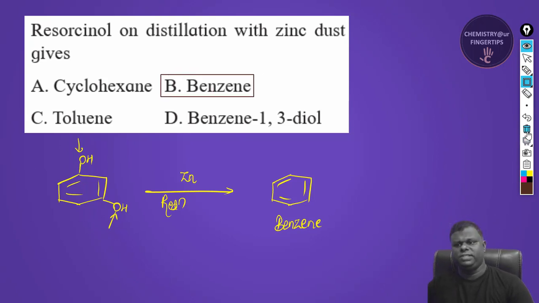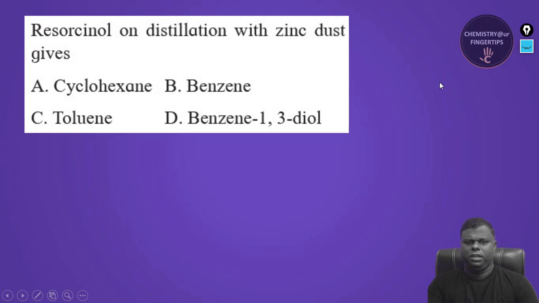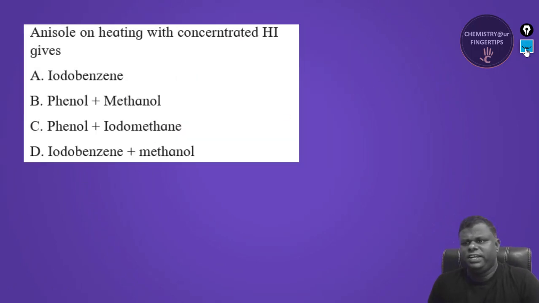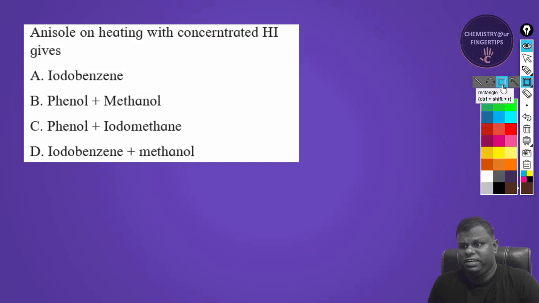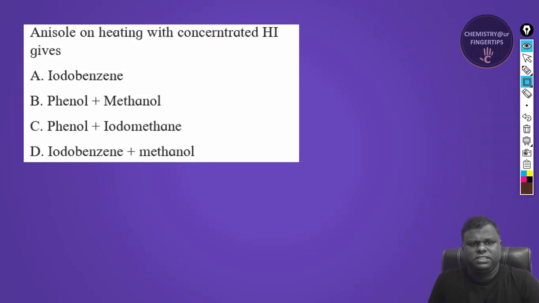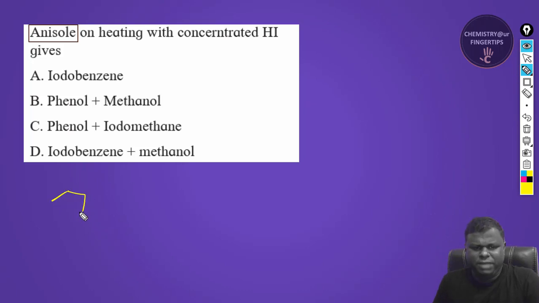That's basically benzene. Okay. Now, anisole on heating with concentrated HI. Now, this is a little bit tricky. The reason behind this is, only the mechanism is going to actually help you over here. But anyway, this question is pretty much frequent, and it has already been asked in many of the entrance exams as well. So you have anisole, which is OCH3, correct?